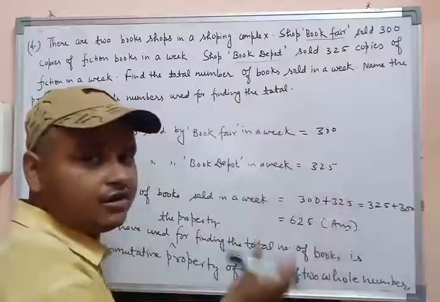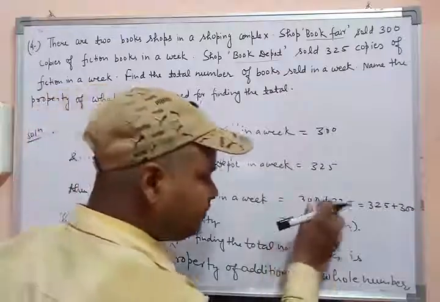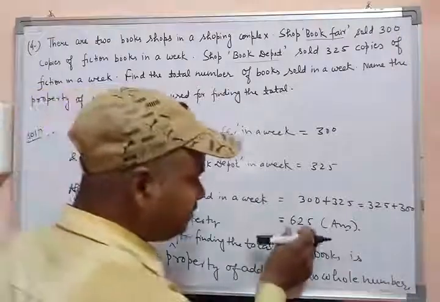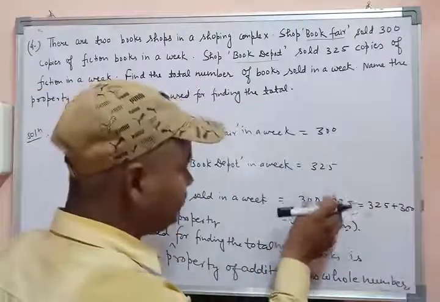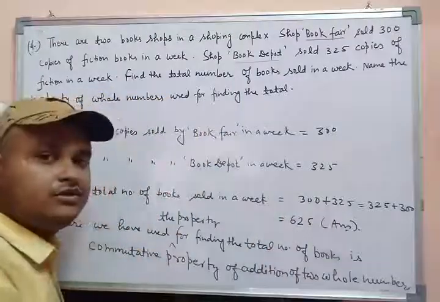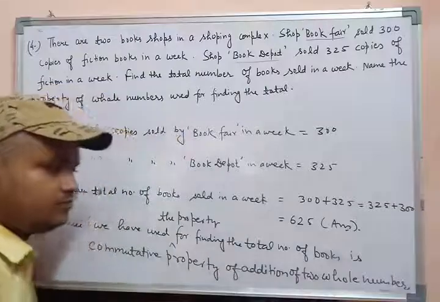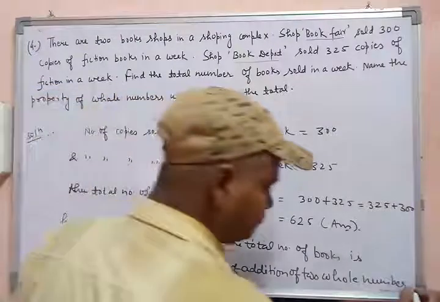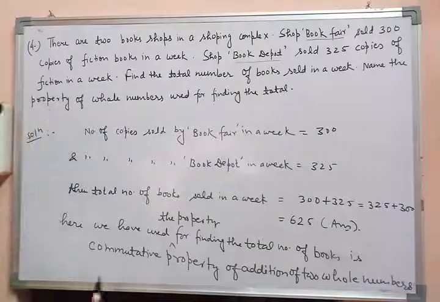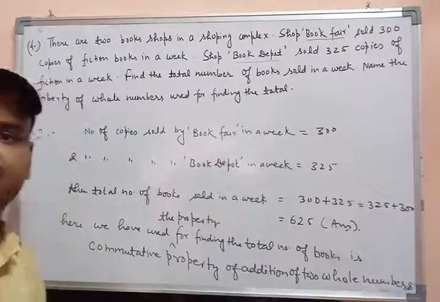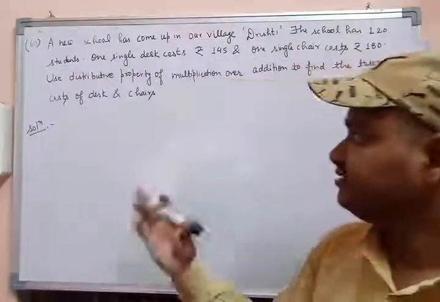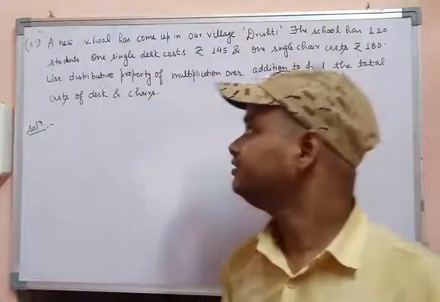If we change the order, there is no effect on the result. So we can say that the property we have used is the commutative property of addition of two whole numbers. Okay students, before moving to the next question, pause the video to note it down in your copy or take a screenshot. Now students, question number 6 is also a word problem.